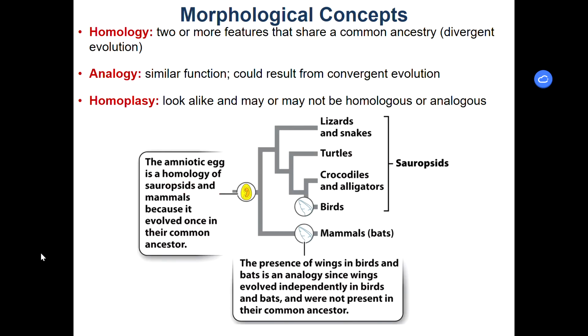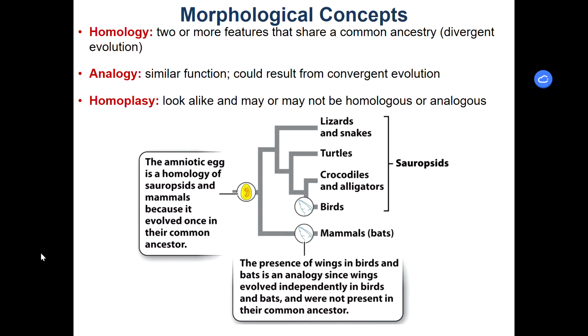So there's some morphological concepts that we need to know. A homology is two or more features that share a common ancestry. Okay, so it's just homology, something about these organisms that shows that they share a common ancestry.